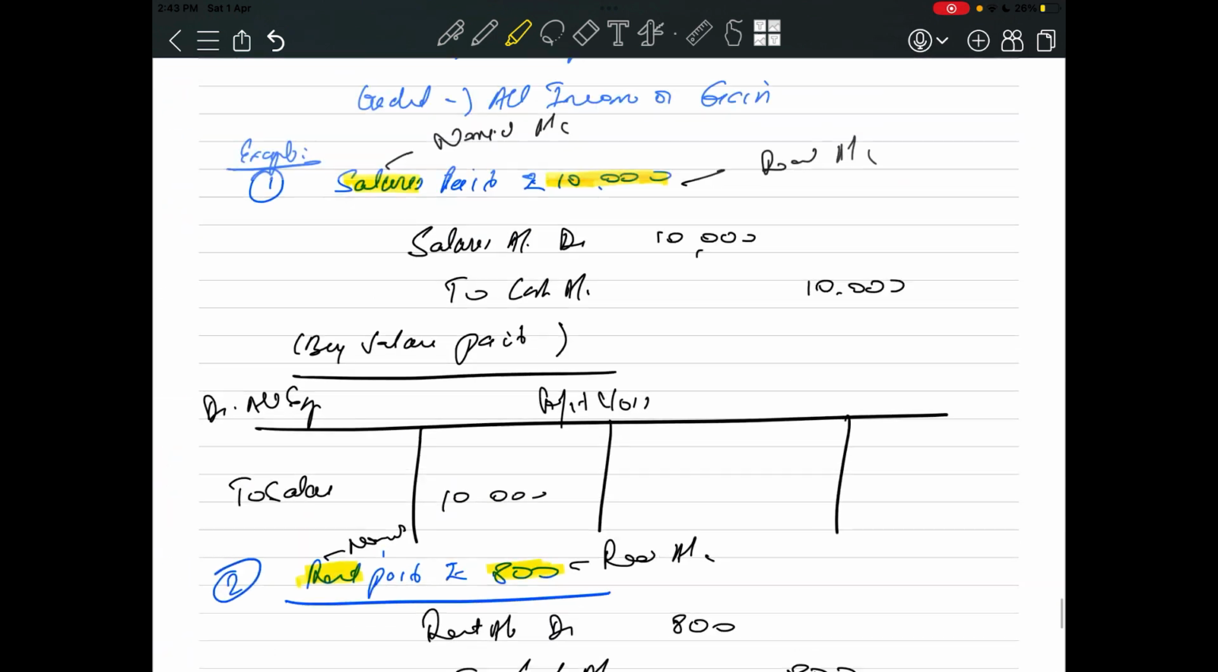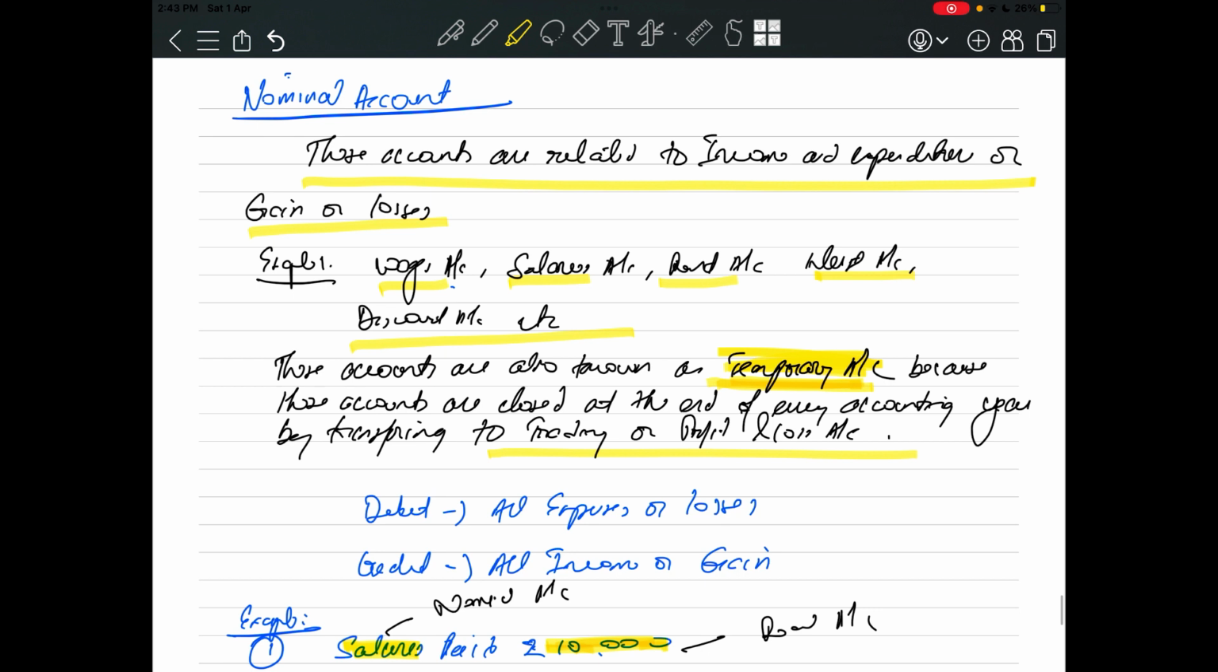Okay, nominal account is very simple. So what is a nominal account? If I have to sum up, these accounts are related to income and expenditure. I have said income and expenditure or gain or losses. Okay, wages, salaries, rent, interest, discount, etc. will be items of nominal account.